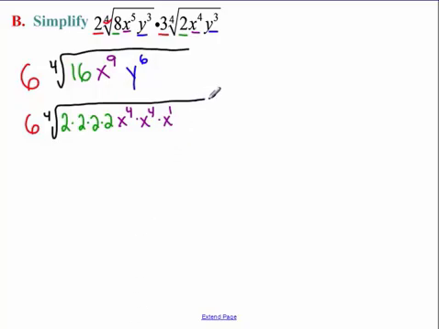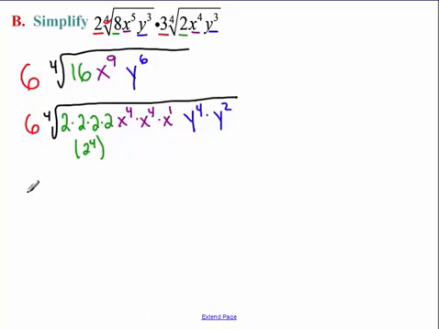And now let's look at our y to the 6th. Y to the 6th, write it as powers of 4. So y to the 4th times y squared, because when I add the 4 and the 2, they're going to add up to be 6. I picked 4 because my index was 4. Now, like I was saying, this is really 2 to the 4th.